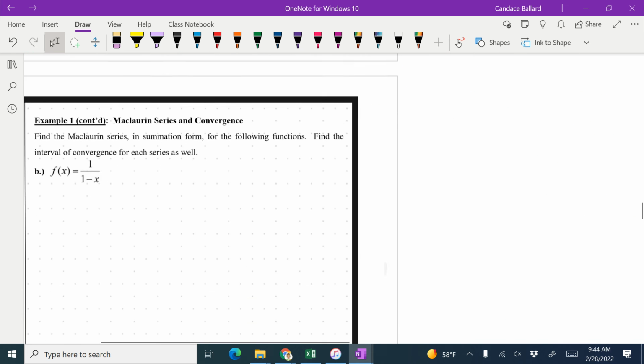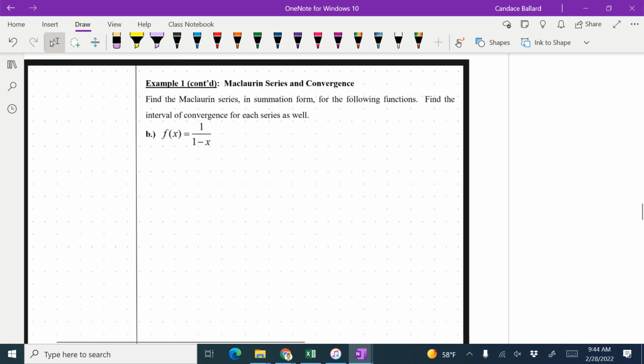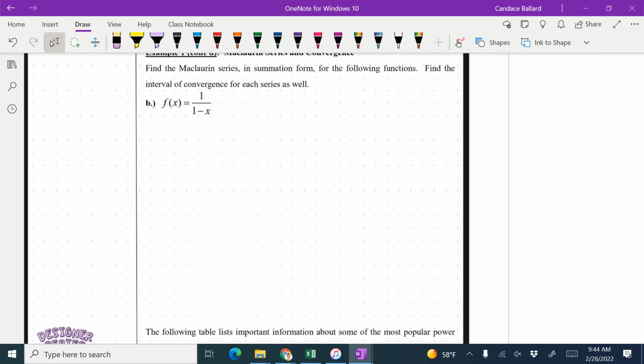Okay, so we do kind of something similar here. Different function. So we're going to look at the different function. But again, I'm going to follow the same process I did before.